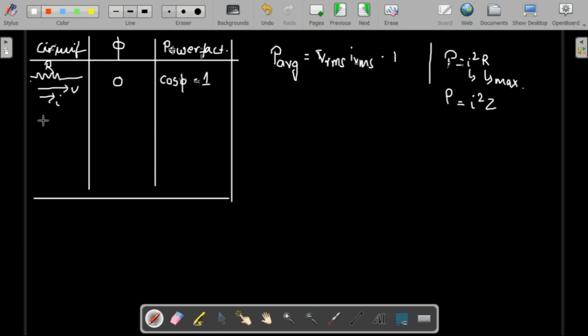Okay. On the other hand, if you're basically considering other kinds of circuit, let's say I consider an inductor, in this case we know that the voltage is ahead of current. The current is lagging the voltage. Here it is by 90 degrees. So the power factor is 0.